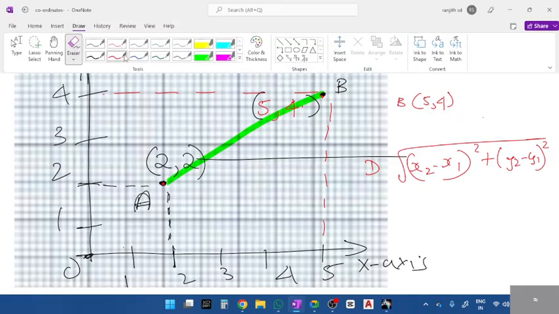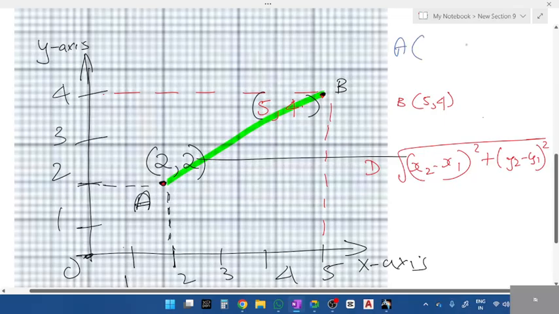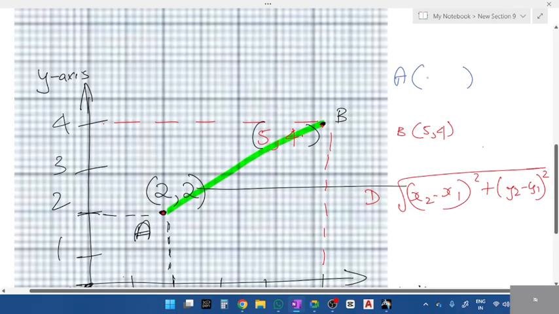See, you can take A and B, 2 points A and B. A is 2, 2, B. So A you can take as x1, y1. So why do we take x1, y1, x2, y2? Because there are a lot of x values here, right? When there are a lot of x values, you take it as x1, y1, x2, y2. Now find the distance. What will be the distance?